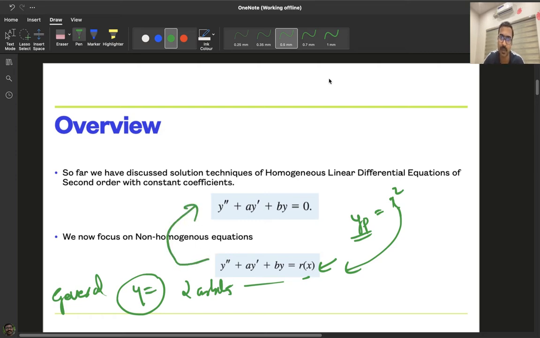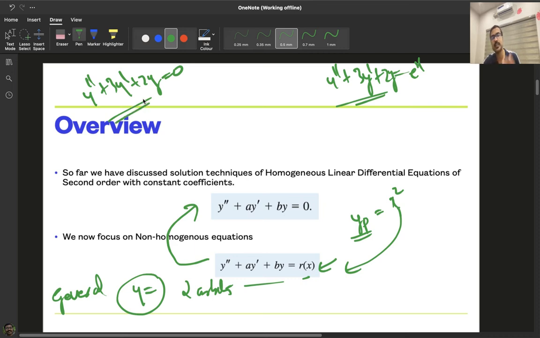For example, suppose we are being asked to solve y double dash plus 3y dash plus 2y is equal to e raised to x. I will write down the associated homogeneous equation, which is simply y double dash plus 3y dash plus 2y is equal to 0, and then I'll solve that. I'll find the general solution of that one. I can already find it out because we have already discussed this method earlier.